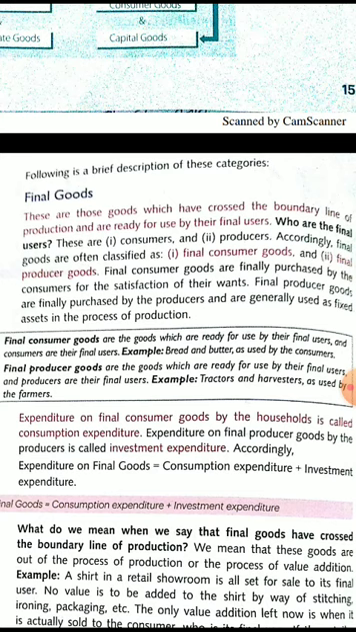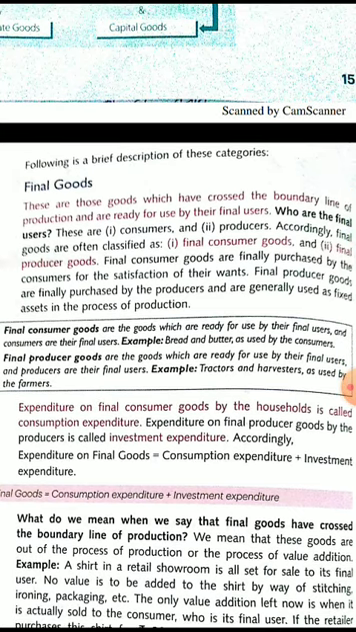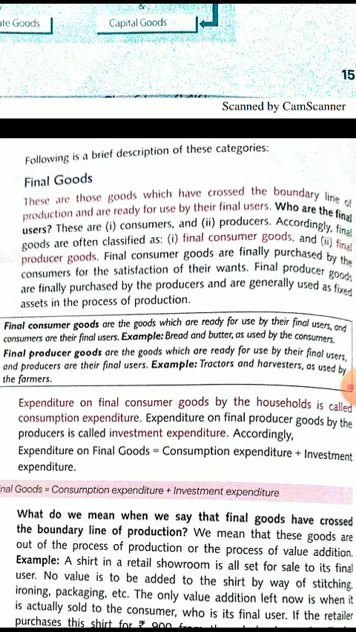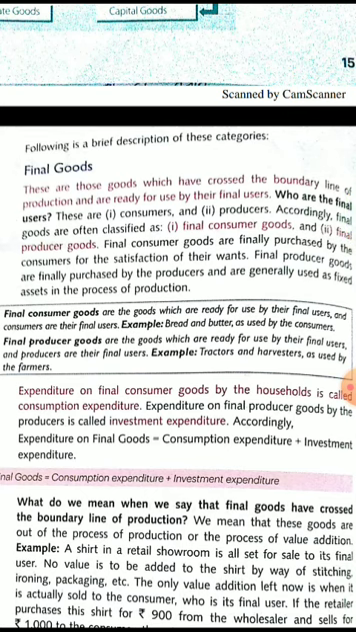I'll repeat once again. These are those goods which have crossed the boundary line of production and are ready for use by their final users. Who are their final users? They are of two types: first, final consumers, and second, final producers. Now again, a question arises. You may ask, what is the difference between final consumer and final producers? They both are different. Final goods may be categorized as final consumer goods and final producer goods.